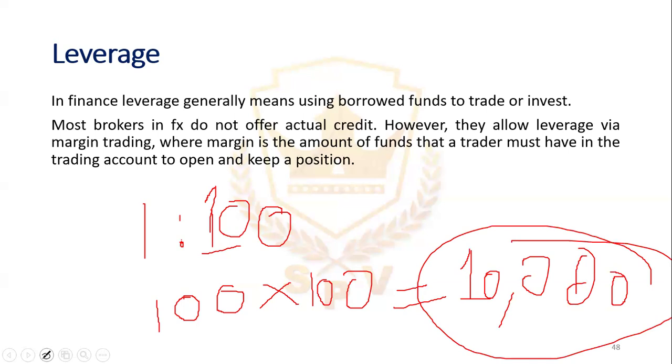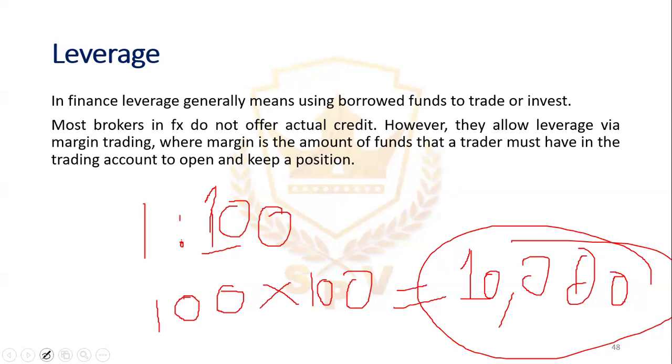But you do not actually see it on your trading account. These FX brokers do not offer actual credit, you will not see the credit, but they allow leverage via margin trading. And what is margin now? Margin is the amount of funds that a trader must have in the trading account in order to keep a position open or running if it's going on loss.